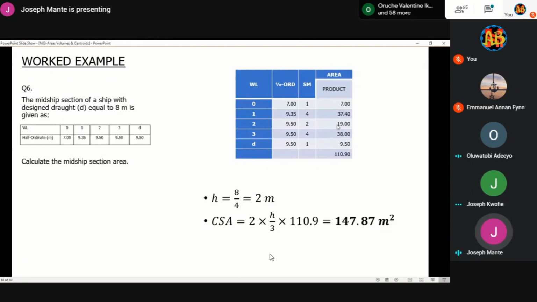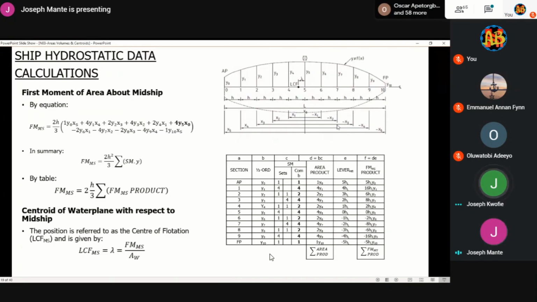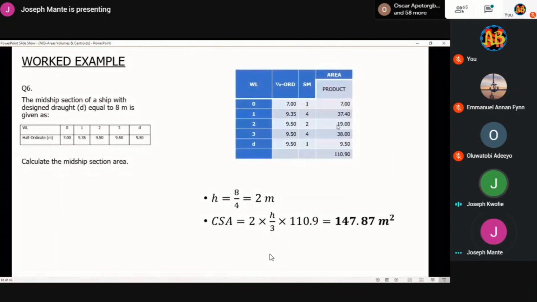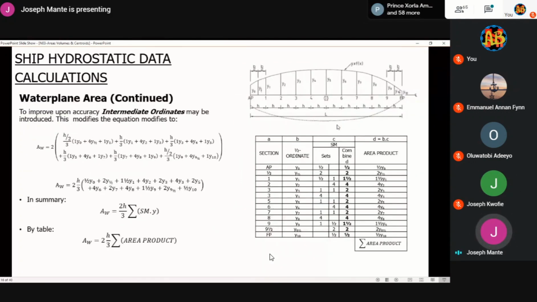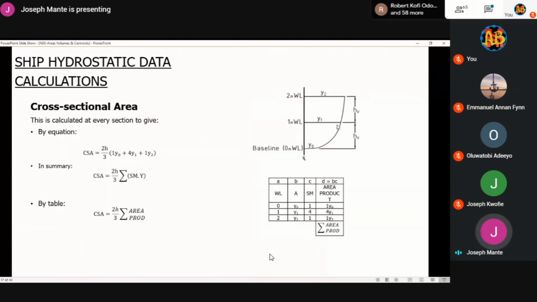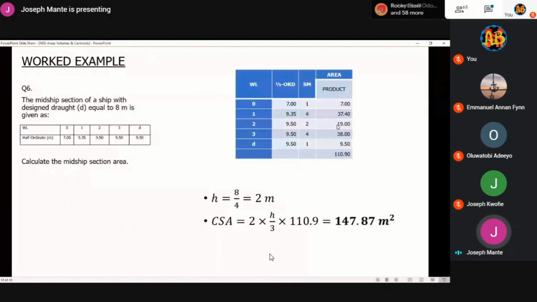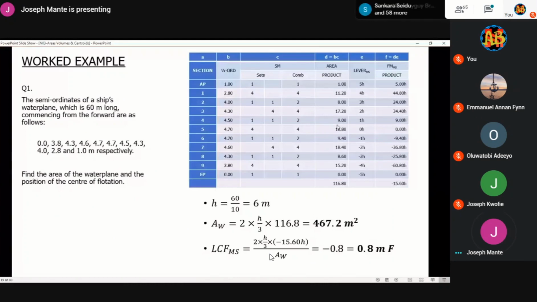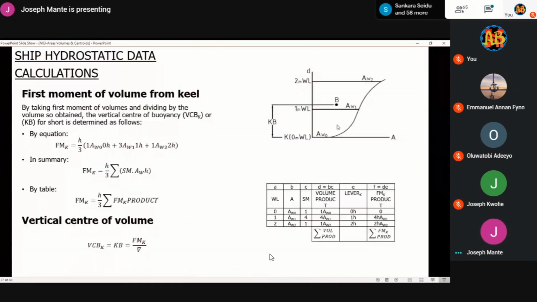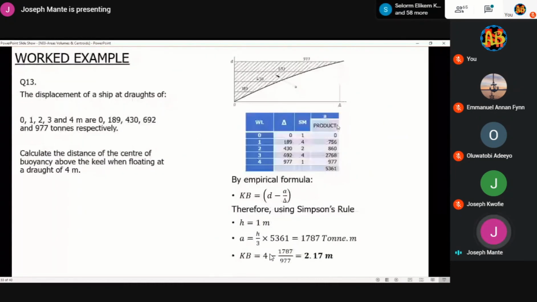So basically, this is how you can solve for mid-section area, and for calculating cross-sectional area and water plane area. So you'll be able to calculate water plane area and cross-sectional area. We will end here. Then, God willing, next week we will go by calculating first moment of area about midship. Then we will finish the whole thing.